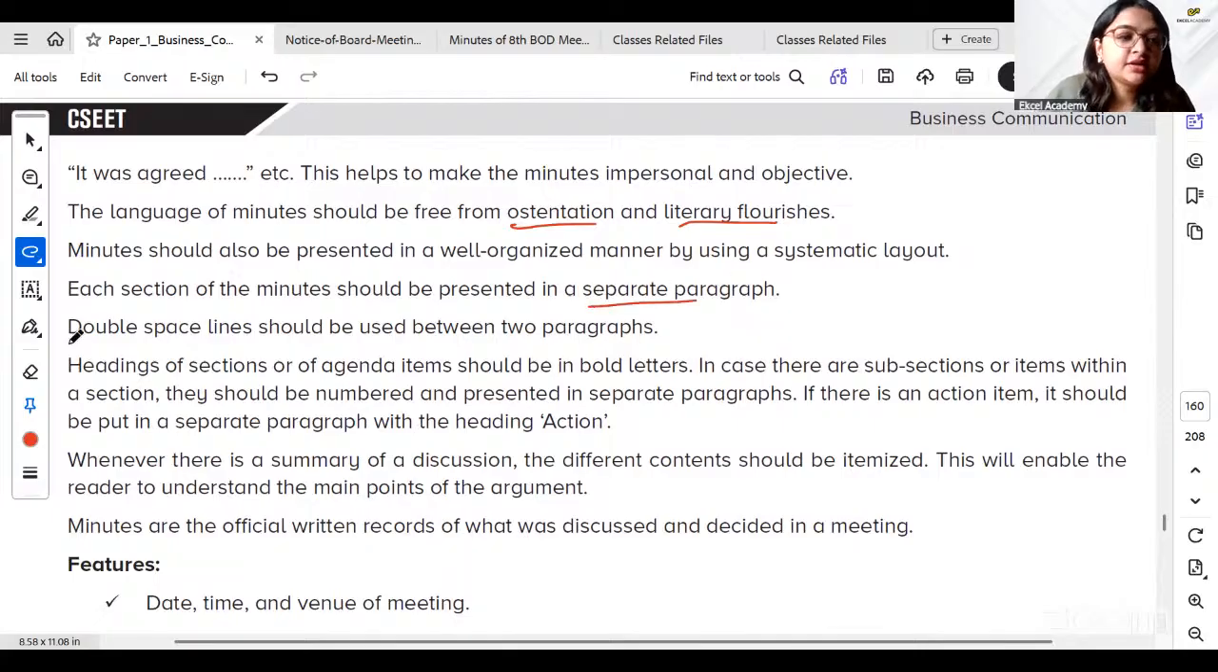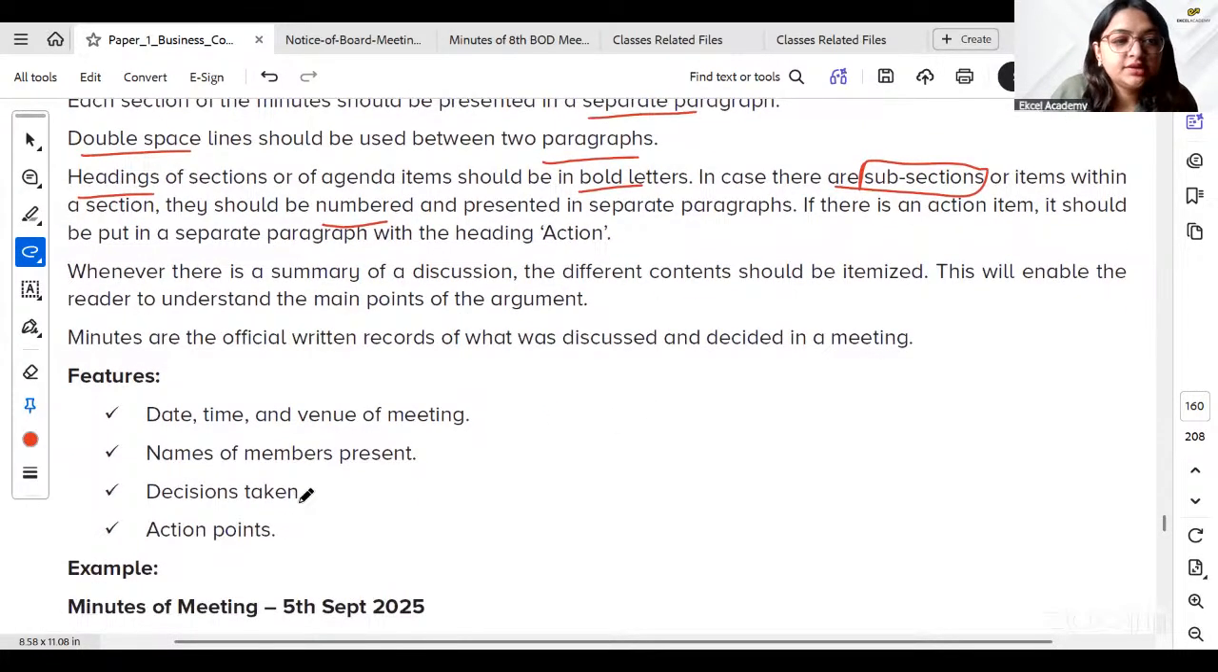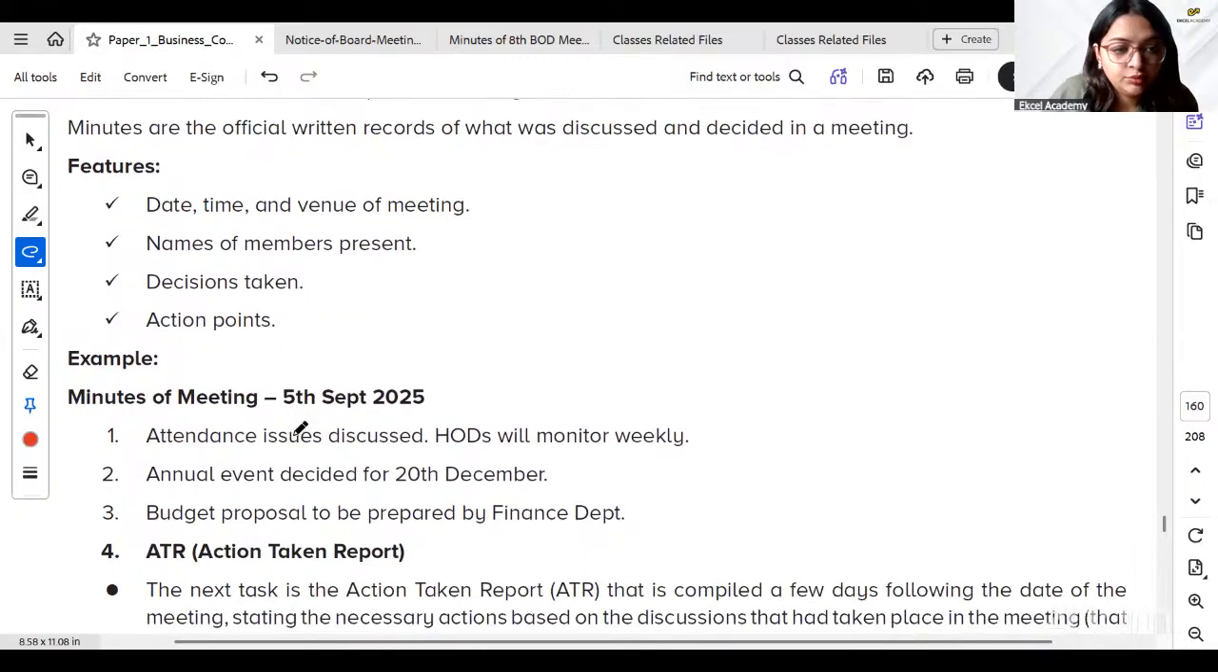In a separate paragraph, then double space lines between two paragraphs. Then headings should be in bold letters. If there are subsections, you need to number each one of them, right? And whenever there is a summary, the different content should be itemized, right? So what are the features? We saw certain sample documents that you include in your board meeting.